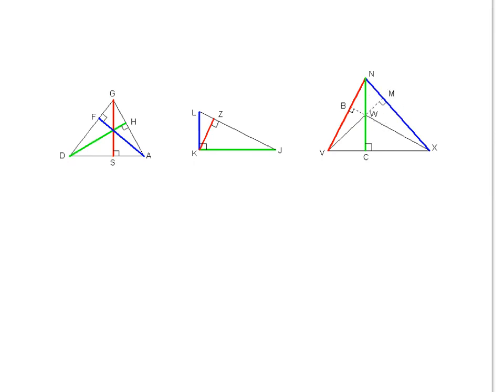My orthocenters are, here in the first one, the acute triangle, inside the triangle. In the right triangle, my orthocenter is actually the vertex of the right angle, and my orthocenter in the obtuse triangle is actually outside of the triangle.